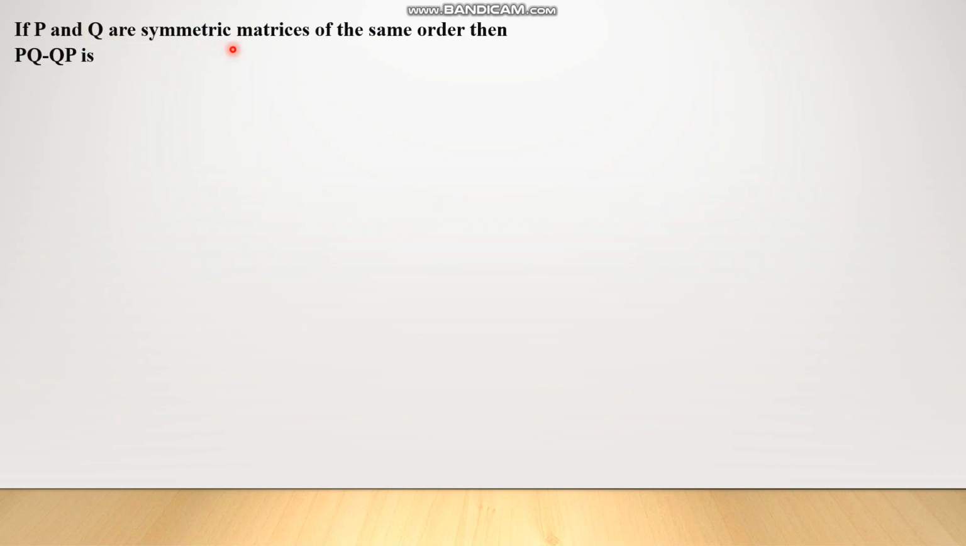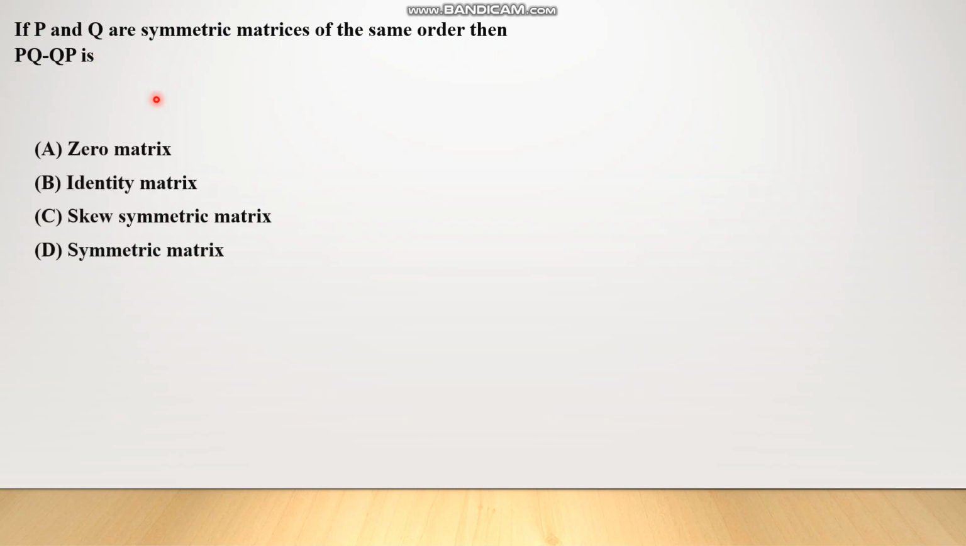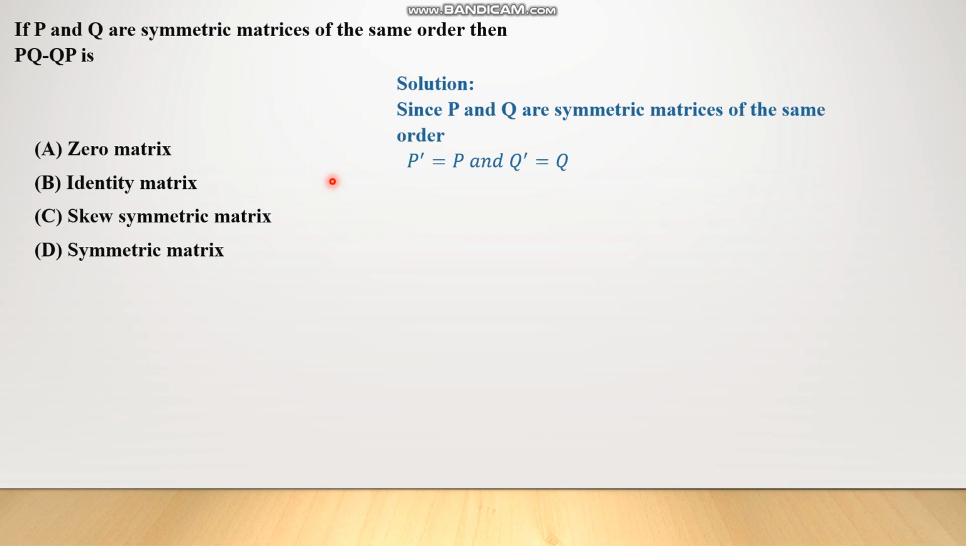If P and Q are symmetric matrices of the same order, then PQ minus QP is. There are four options: zero matrix, identity, skew symmetric and symmetric matrix. Now, as we know, if P and Q are symmetric matrices of the same order, then P dash is P and Q dash is Q. You know, P dash is the transpose of matrix P, Q dash is the transpose of matrix Q. Symmetric matrix means the transpose of the matrix is the matrix itself. So P dash is P, Q dash is Q.